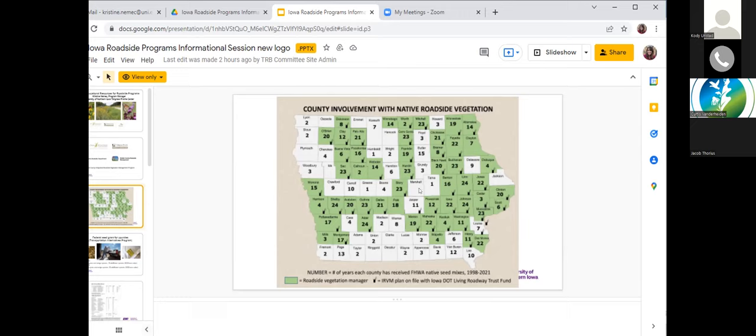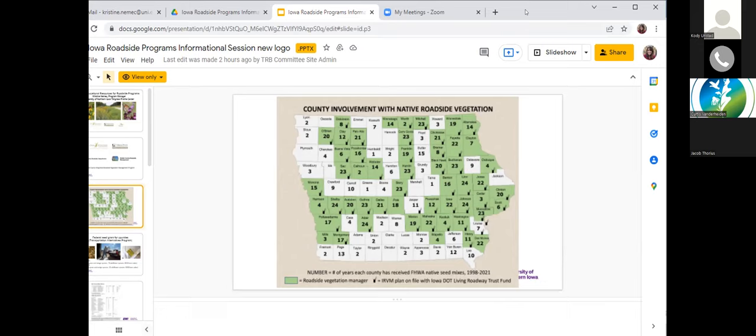If they have a little plant symbol in the lower right of the county, that means they have an IRVM plan on file with the DOT. And the number means the number of years the county received seed from 1998 through 2021. Since 1998, my office has received a grant through the Federal Highway Administration where we can provide free prairie seed to counties that request it. That's really good seed. Some counties have requested it every year and are very involved, and other counties not so much. But most counties at least tried this prairie seed at some point.